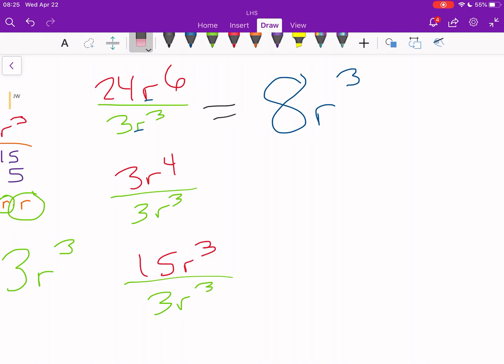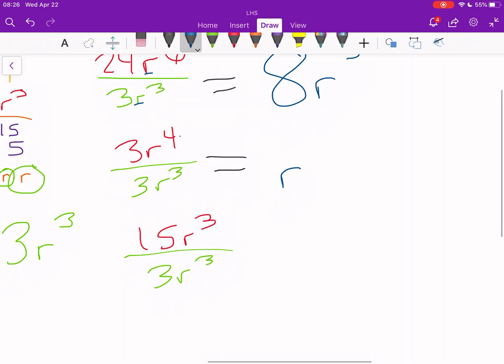I'm going to do 3r to the power of 4 divided by 3r to the power of 3. 3 divided by 3 gets me just 1, okay, which we don't need to write. But r to the power of 4 divided by r to the power of 3, I can just do 4 minus 3, which gets me a 1. So it's r to the power of 1. But again, we don't need to write that power of 1, right? It's implied. Because you look at that and say, how many r's? Well, there's 1 r.